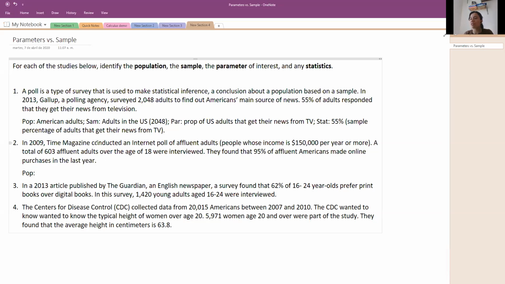Who are we interested in studying here? Adults that are affluent, which means they earn more than $150,000 per year, right? So that's my population. These are the people that I'm trying to study.